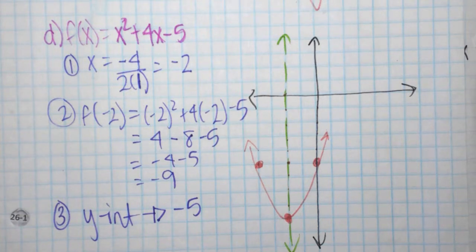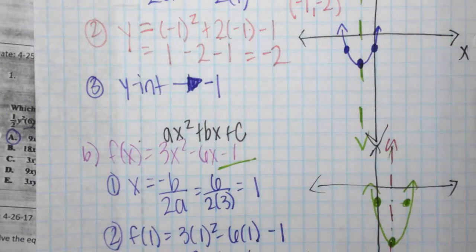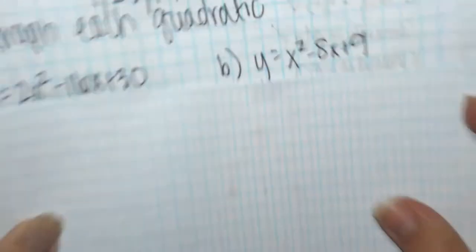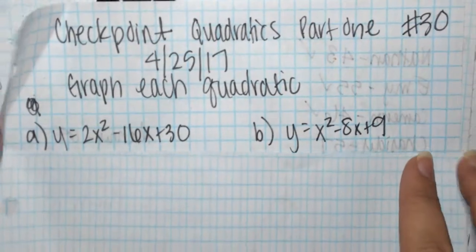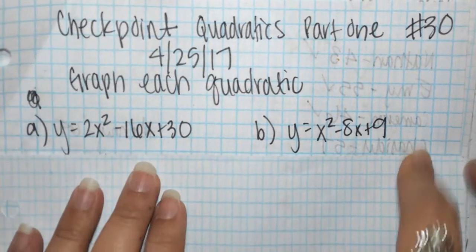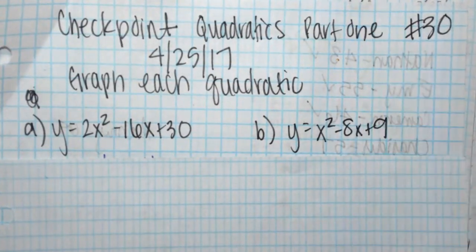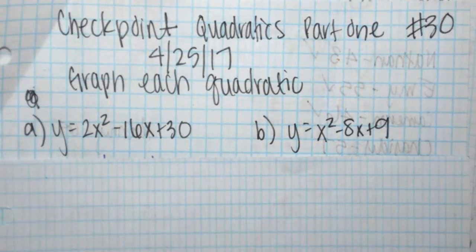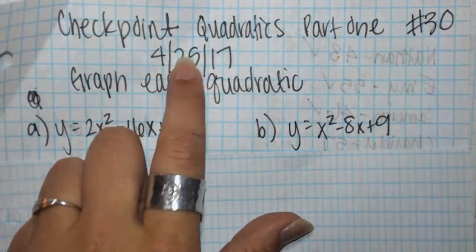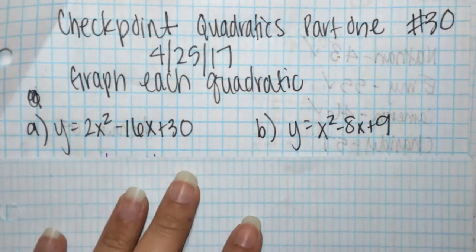Alright, are we ready for our check? Yes. On the top of your piece of paper, put your name and number. I want you to write checkpoint quadratics part 1. Put your number in the right hand corner. I'm number 30. Put the date, graph each quadratic, and here are your 2 quadratics.